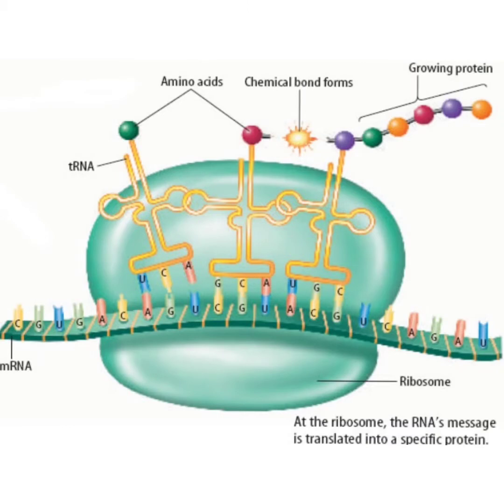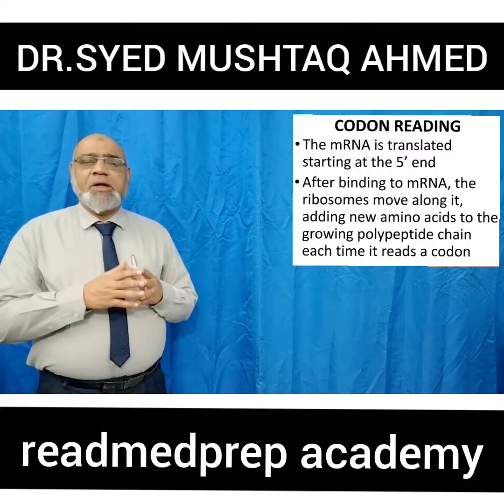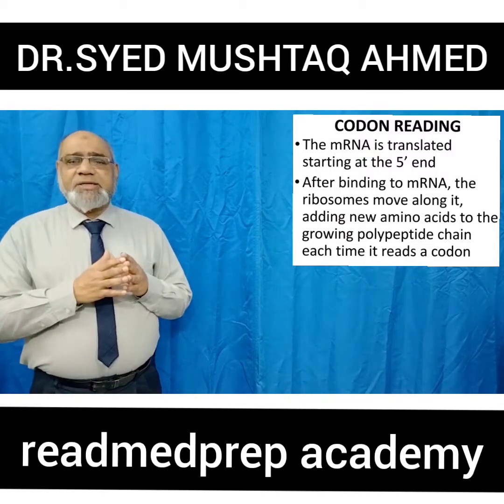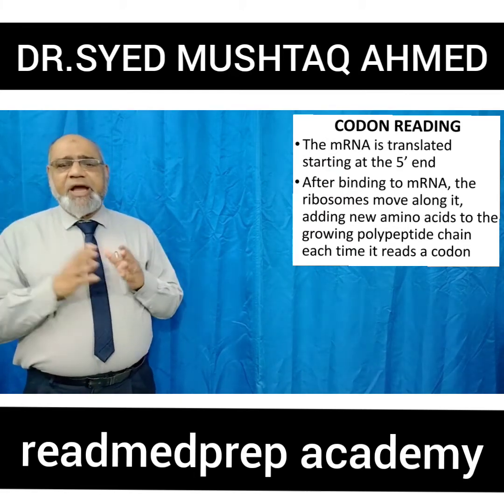Here in this image you can see the two subunits of the ribosome with the messenger RNA and the charged transfer RNA bringing the amino acids, and the amino acids forming the growing polypeptide chain. At the ribosome, the RNA's message is translated into a specific protein. The messenger RNA is translated starting at the 5' end.